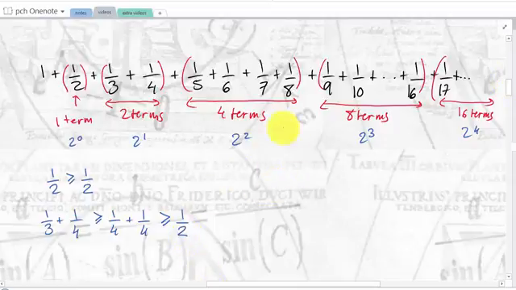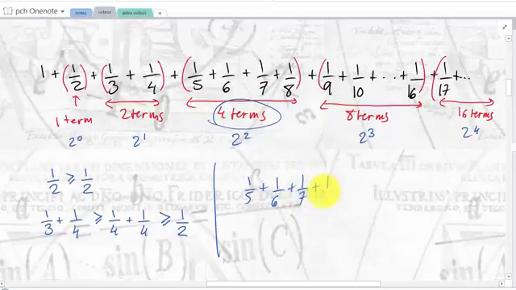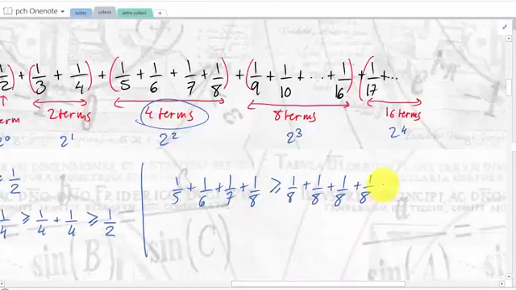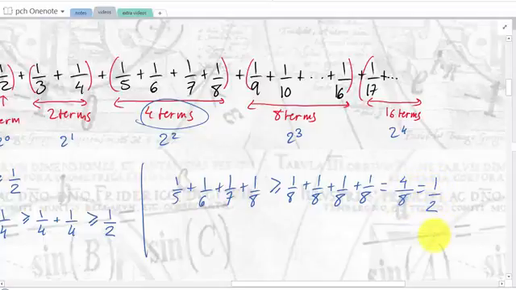All right. What about the next one right here, the sequence of 4 terms? We have 1/5 plus 1/6 plus 1/7 plus 1/8. Well, 1/5 is above 1/8. 1/6 is above 1/8. 1/7 is above 1/8. And 1/8 is above or equal, it's actually equal to 1/8. Therefore, this sum of 4 terms is above 4 times 1/8, 4 over 8, 1/2, right?